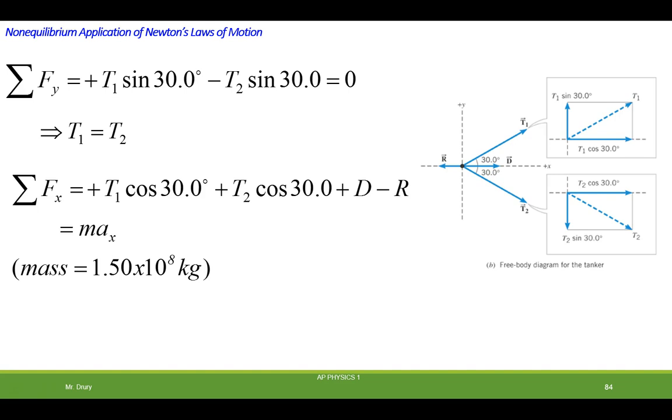And in the x direction, the sum of the force in the x direction has to equal mass times acceleration in the x. So in the x direction, we have T1 cosine of 30 plus T2 cosine of 30. In other words, these two are pulling to the right, so they're positive, plus the drive pulling to the right, minus the resistive force pulling to the left, have to equal mass times acceleration. And the mass of the object is 1.5 times 10 to the 8th kilograms.